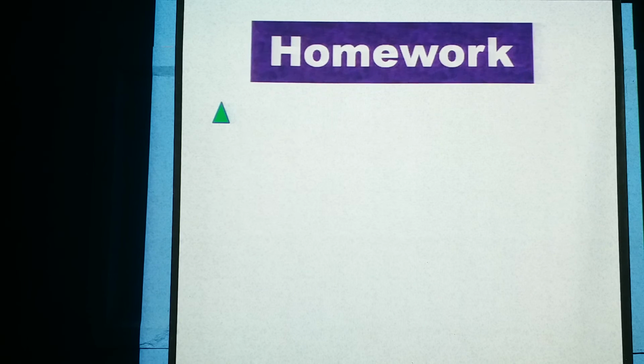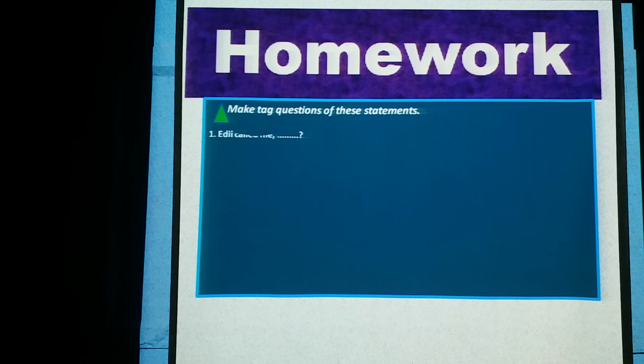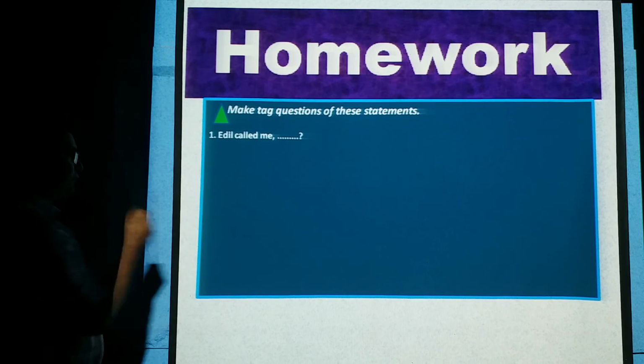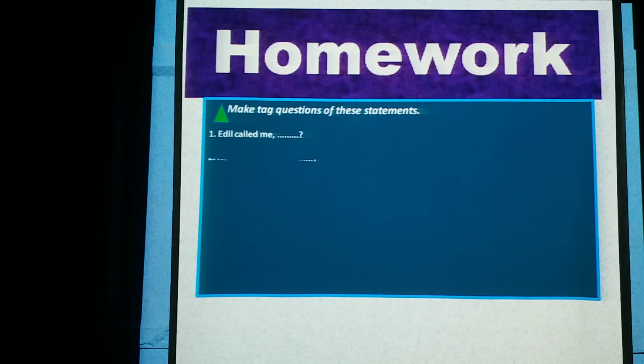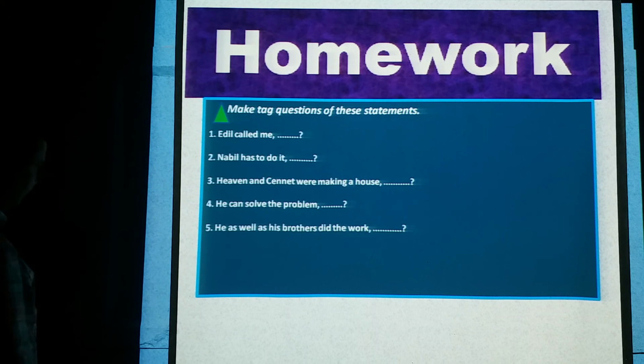Now, I will give you some homework. Okay? You will do this homework at your home. Make tag questions for these statements. Number 1, Idil called me. Here you will write the tag question and underline. Okay. Number 2, Nabil has to do it. Number 3, Heaven and Sinead were making a house. Number 4, he can solve the problem. Number 5, he as well as his brothers did the work.